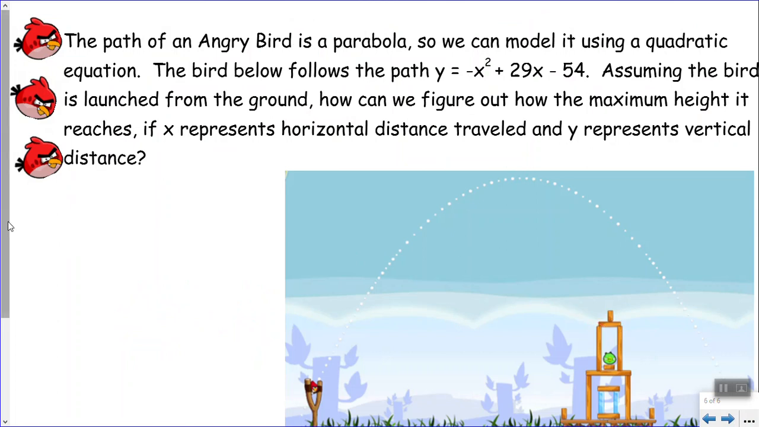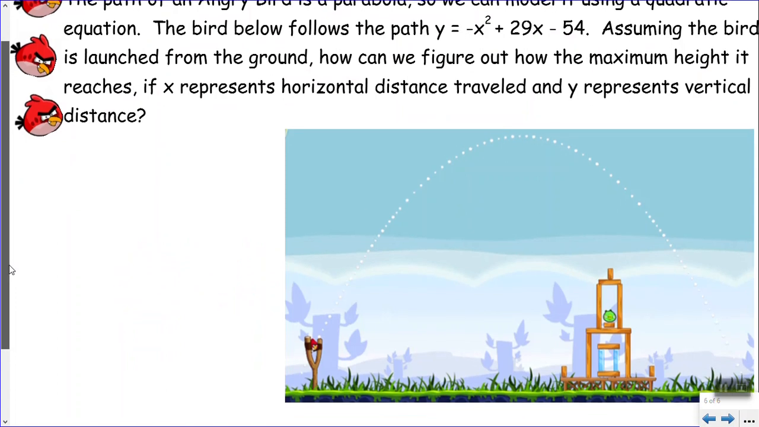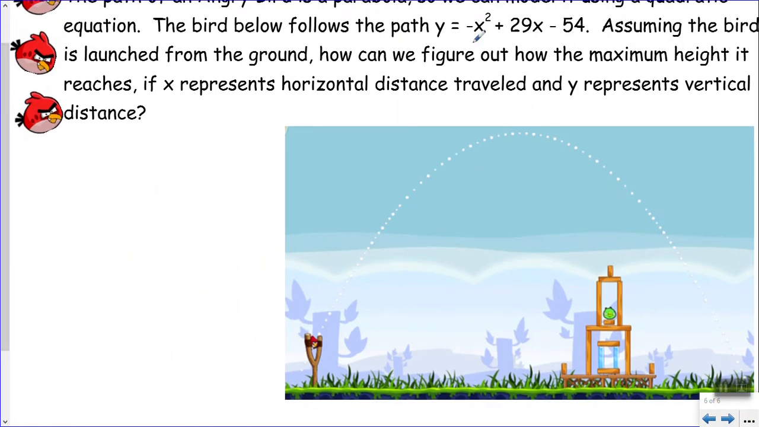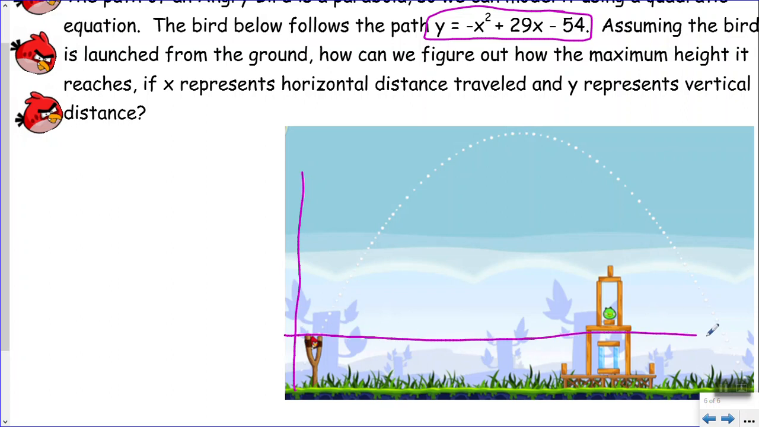Alright, for our last question, we're looking at Angry Birds, and they follow a parabolic path when we launch them. We have one particular bird whose path follows the equation y equals negative x squared plus 29x minus 54, where x is the horizontal distance that he travels, and y is the vertical distance that he travels. So we want to know the maximum height. Anytime we talk about maximum or minimum, that's a clue that we are looking at our vertex. And if we want to figure out that actual maximum height, we want the y-coordinate of the vertex.